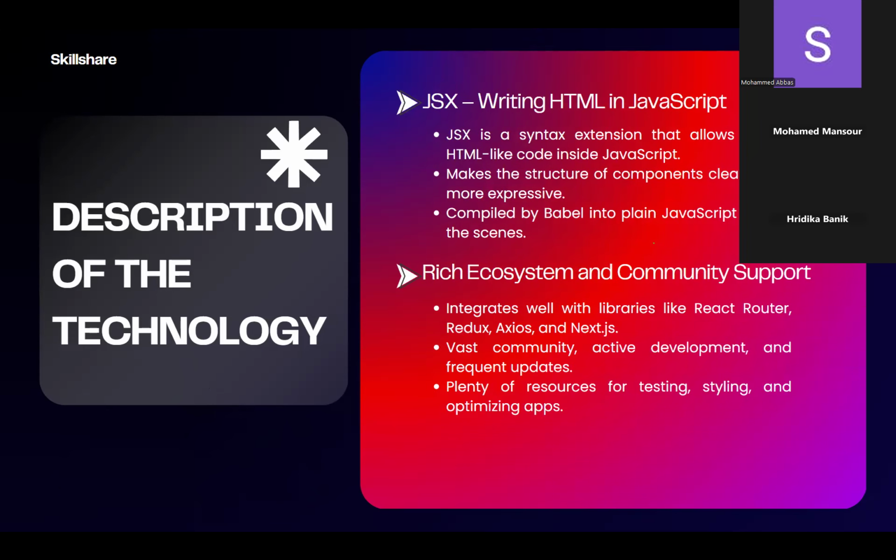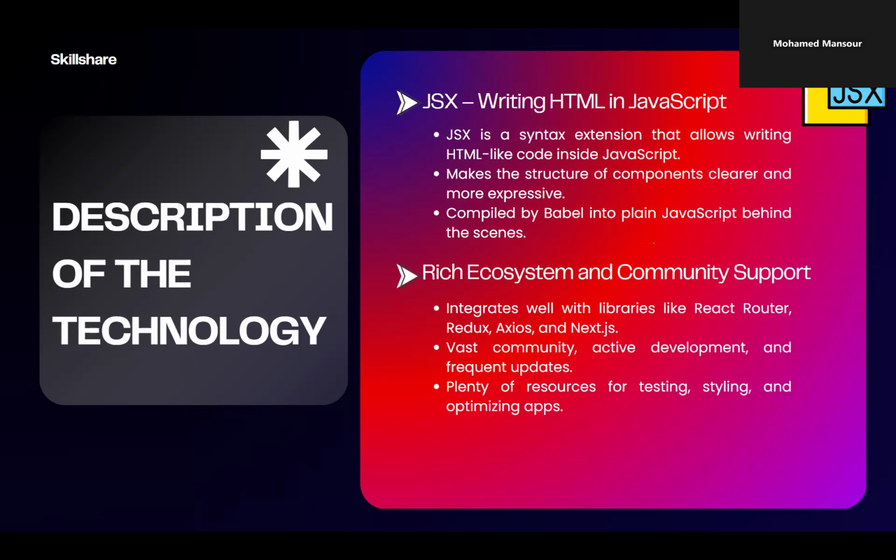One of the features that makes React unique is TSX, a syntax extension that lets us write HTML-like code inside of TypeScript. It helps us clearly define our UI structure within our component code, making everything easier to understand. Behind the scenes, tools like Babel compile TSX into regular TypeScript. React also has a powerful ecosystem. It works seamlessly with tools like React Router for navigation, Redux for state management, and Axios for API requests.